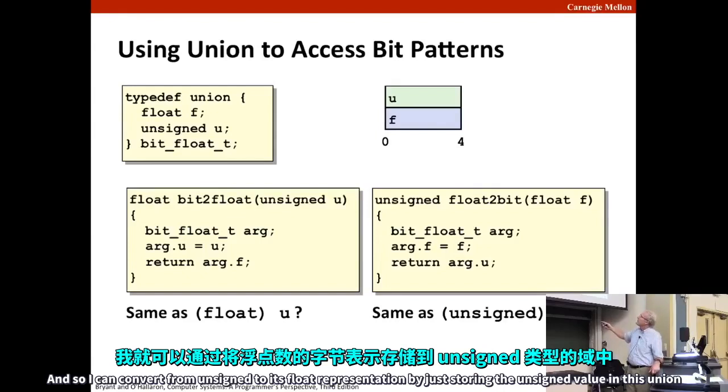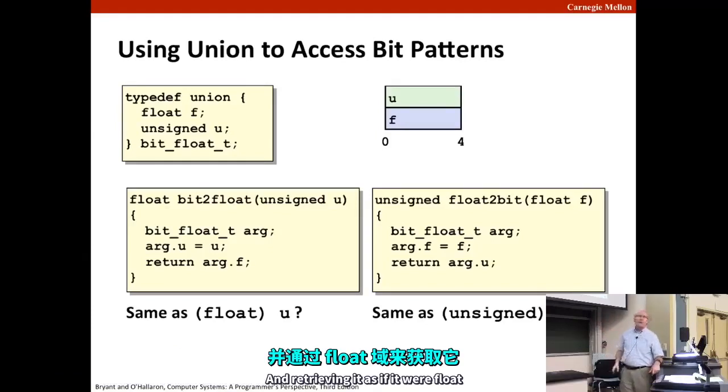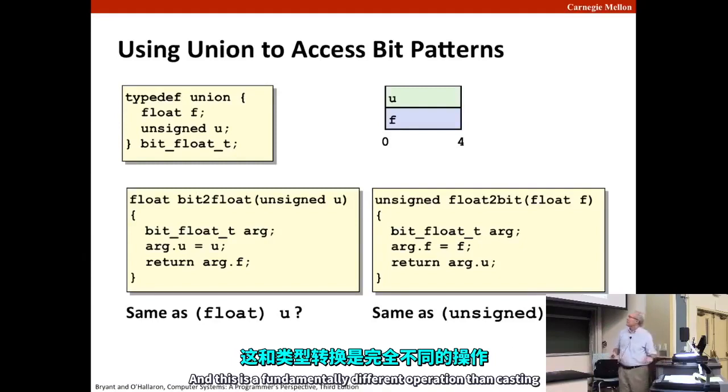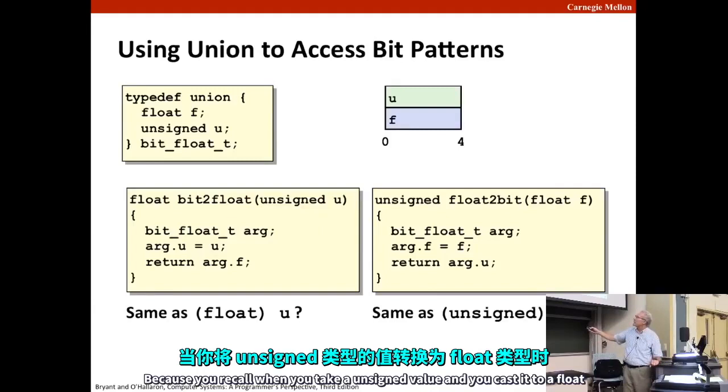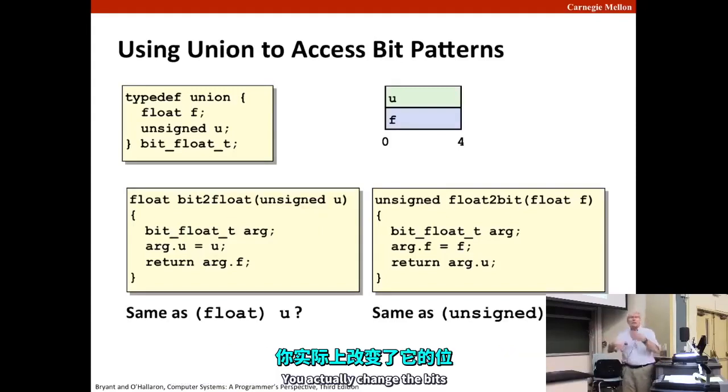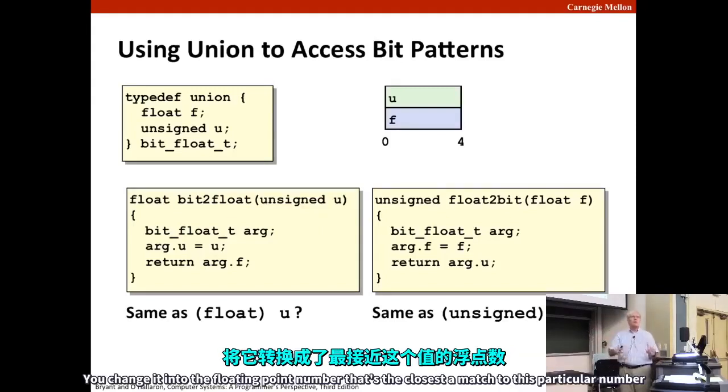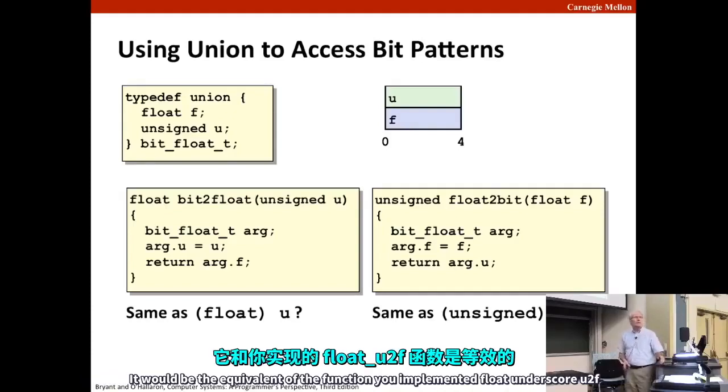And so I can convert from an unsigned to its float representation by just storing the unsigned value in this union and retrieving it as if it were a float. And this is a fundamentally different operation than casting, because you recall when you take an unsigned value and you cast it to a float, you actually change the bits. You change it into the floating point number that's the closest match to this particular number. It would be the equivalent of the function you implemented, float underscore u2f.